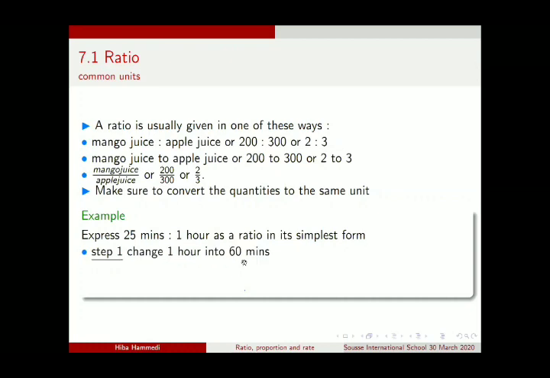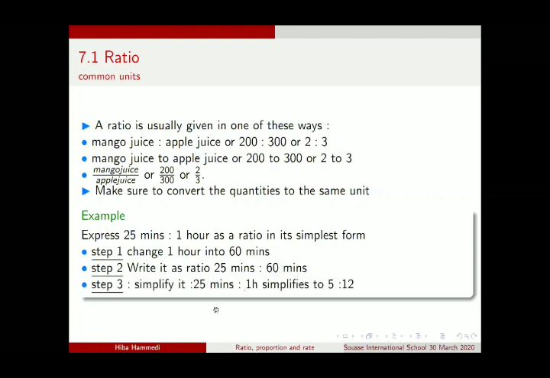So the first step is to convert 1 hour to minutes. We know that 1 hour is equal to 60 minutes. Second step is to write the ratio by substituting 1 hour by 60 minutes. The last step is to simplify it. We don't leave it like that because we see that 25 and 60 have common factors. The highest common factor of 25 and 60 is 5. So if I divide 25 by 5, it's 5, and 60 divided by 5 is 12. So 5 to 12 is the simplest form of this ratio.